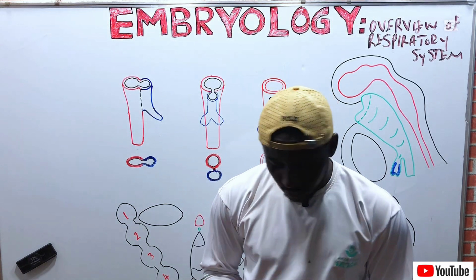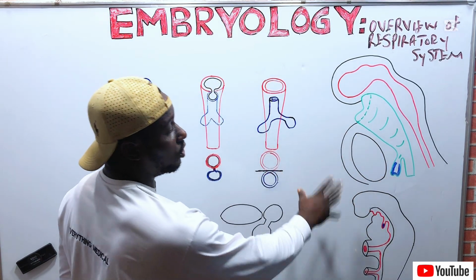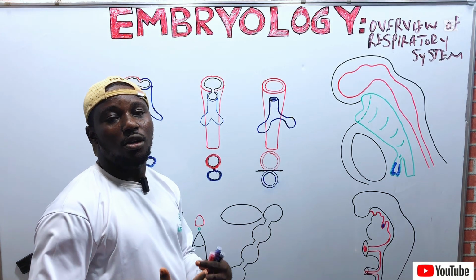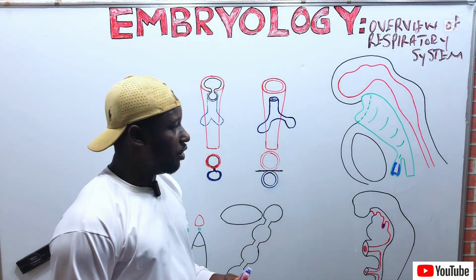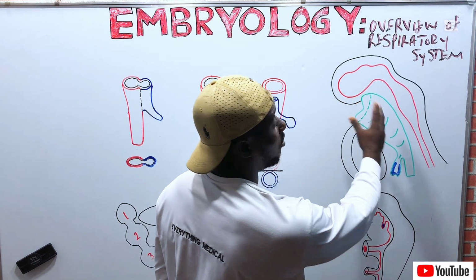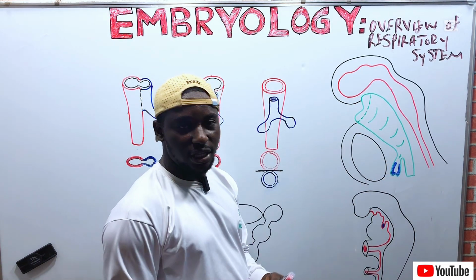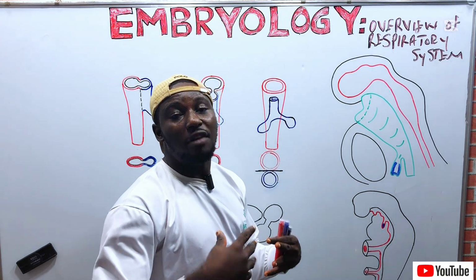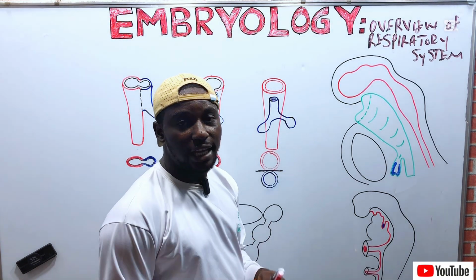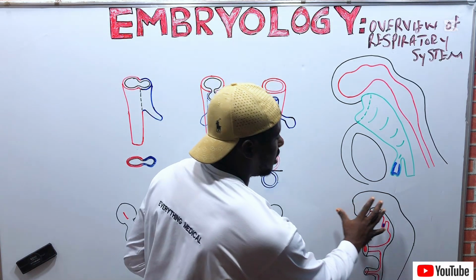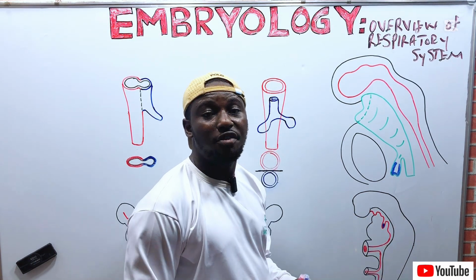Now let's proceed. Look at the diagram that we shall be using to discuss the overview of the respiratory system on its embryology. This diagram here depicts a 5-week-old embryo showing the openings of the pharyngeal pouch and also the laryngotracheal orifice.